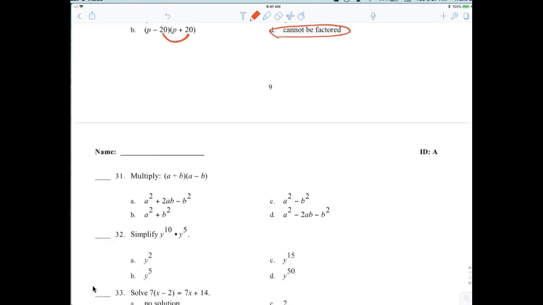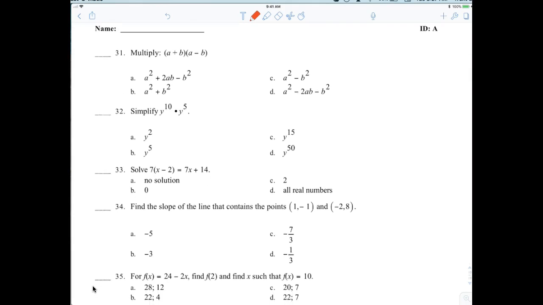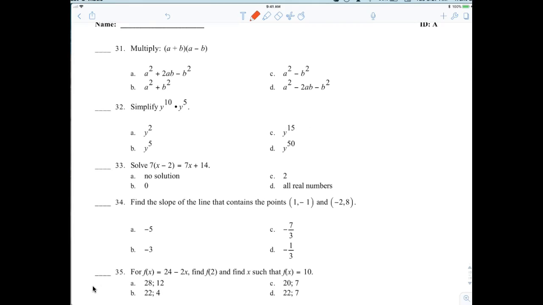All right. Now 31. A times a is a squared. Now remember your smiley faces. A positive ab and a negative ab. What do they do? They cancel. And then a positive b times a negative b is negative b squared. So the correct answer is C.